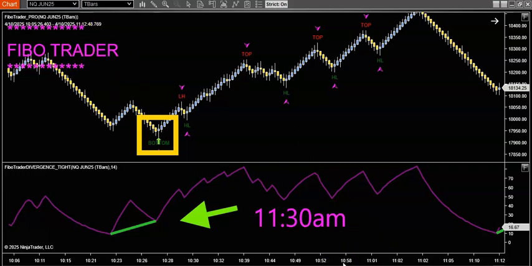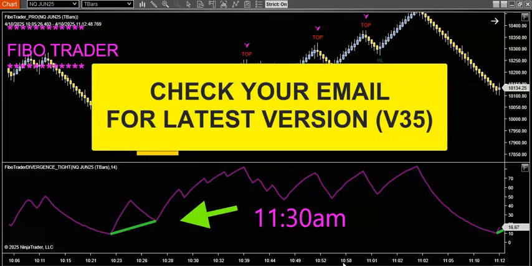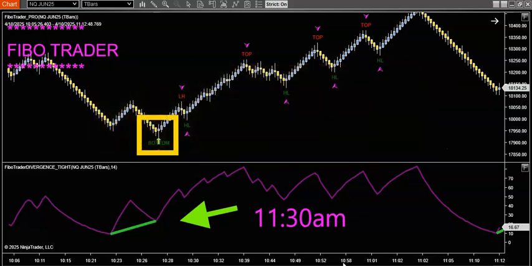Now, before I show you today's setups, please make sure that you have downloaded Fibo Trader 35, version 35 that was sent out to everybody last night. That is the latest, greatest version. Also, please keep your eyes peeled for version 36. That's going to be coming up in just a few days. Version 36 is going to include, hopefully, a few more automated pieces with respect to what I'm going to show you in this video in just a few moments. But let's get to it.